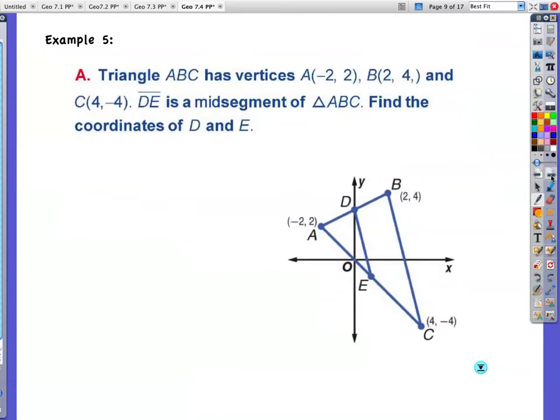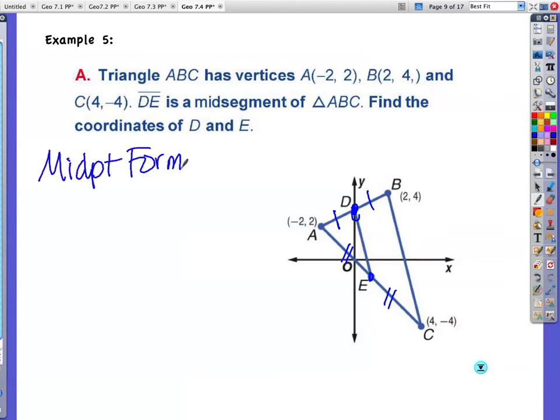All right, let's use it. Example 5. Triangle ABC has vertices, and they got them marked down here and labeled. DE is a mid-segment. So that means this piece is congruent to this piece is congruent to this piece. Find the coordinates of D and the coordinates of E. So it's the midpoint of this line. There's a formula. We knew it as the midpoint formula.